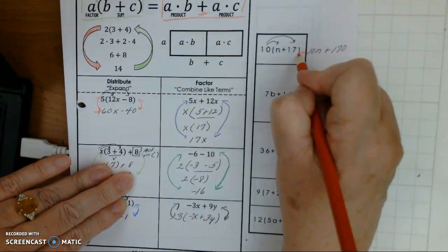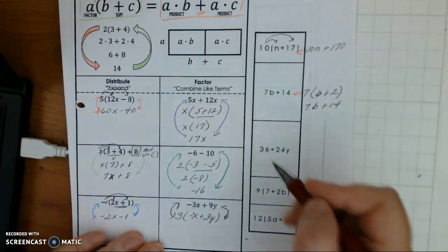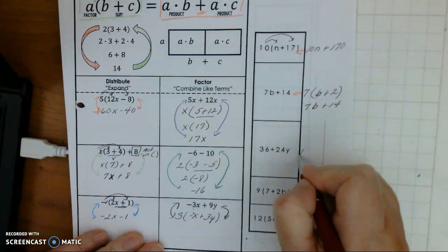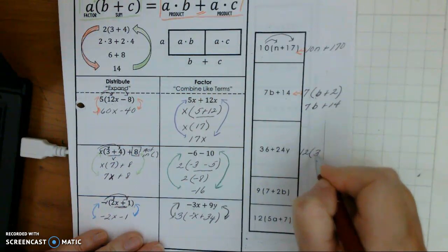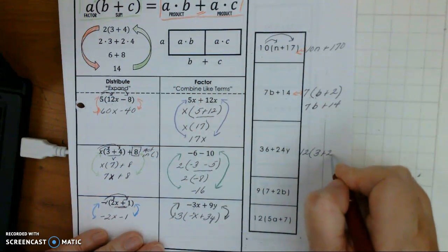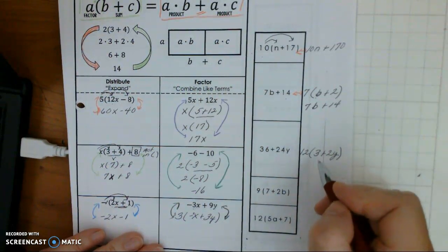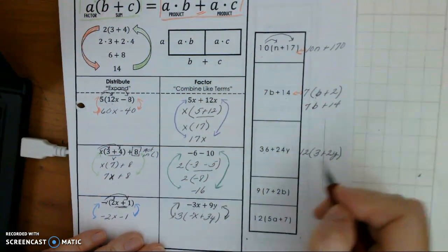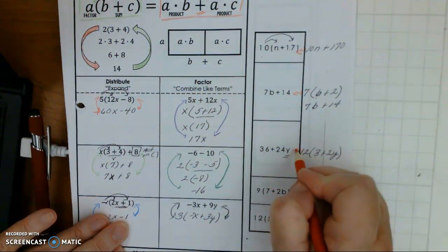Same here. When we do 36 plus 24, I know that each one of these can be divided by 12. 36 divided by 12 is 3, and 24 divided by 12 is 2. But we have to add the y. If we were to go back, 12 times 3 is 36, 12 times 2 is 24, and we keep the y. So these are equivalent expressions.